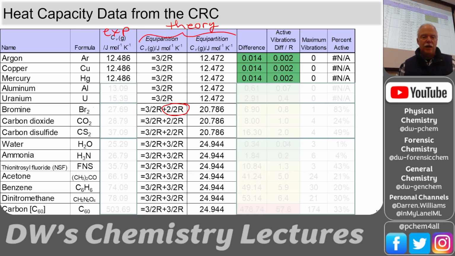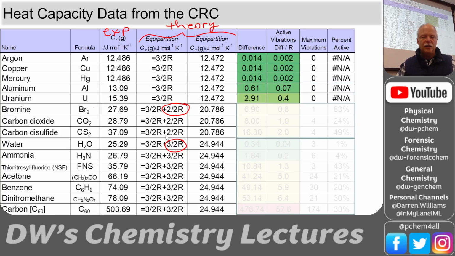And then here's nonlinear molecules like water, ammonia. So we have the 3/2 R, and we're at the 24 or 25. Okay, calculation. So here, I'm not sure what's going on with the aluminum and uranium. Here's bromine, carbon dioxide, and carbon disulfide. And then here's water, ammonia, and all these others. Okay. So look at the differences.